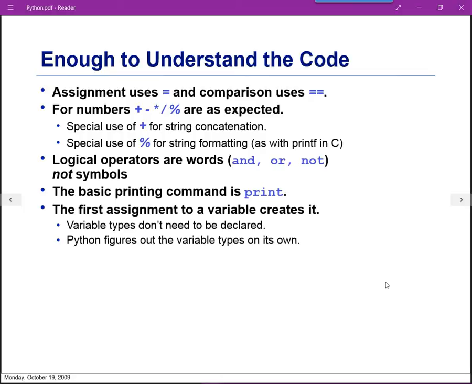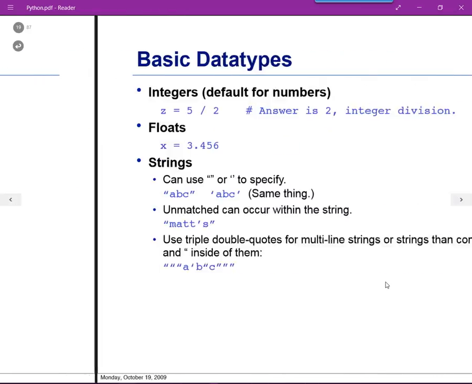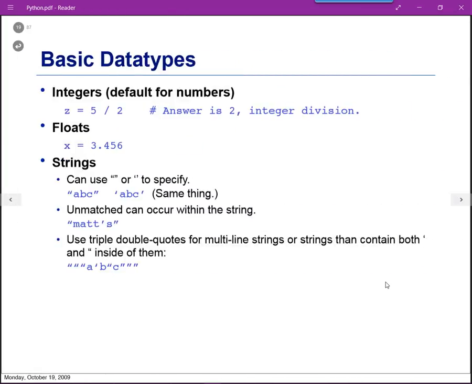You don't have to declare variables like you do in C. It figures out what the type is on its own. Sometimes it does it correctly, sometimes it might make a mistake, and that's what I understand. I have not run across it. Integers are the default. Floats are assigned automatically. You can use single or double quotes when assigning strings. It figures out which one.